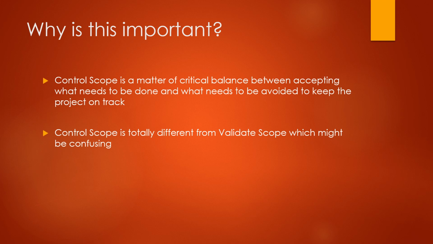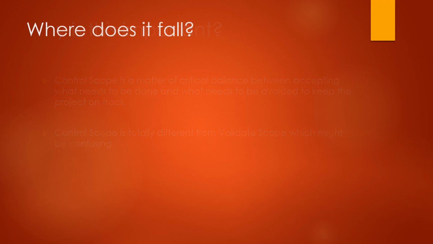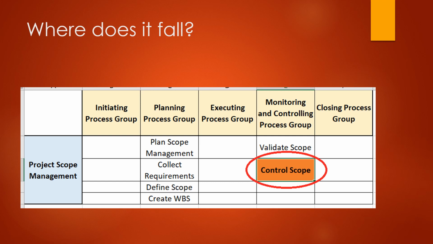Let's get ahead. Let's try to understand where it falls in the PMBOK mapping. In the mapping, as you can see, the validate scope process is just above control scope. A lot of texts will cover validate scope after control scope. We have a slide for that as well, so we'll go over it later. But control scope, as you can see, is highlighted by the red oval shape. This is where control scope falls.